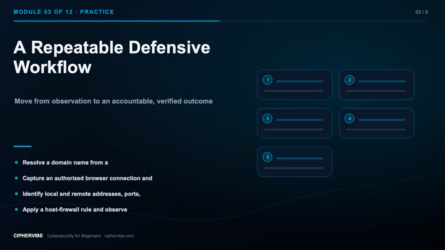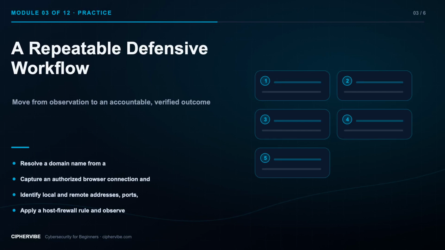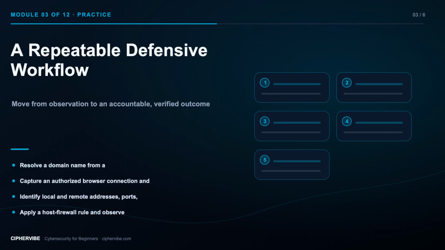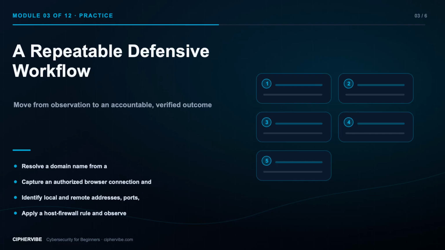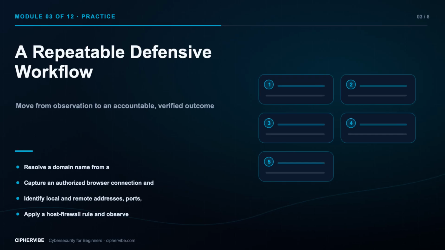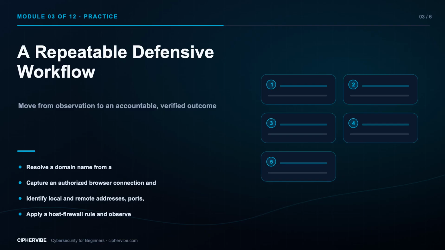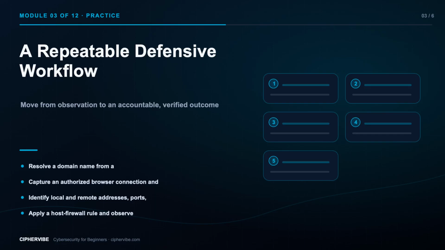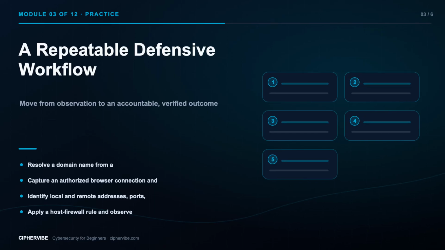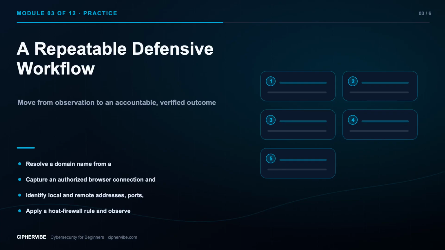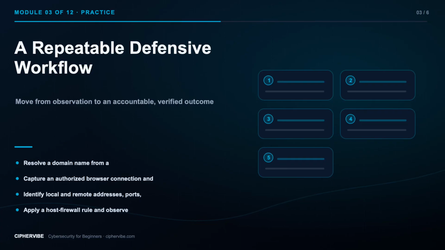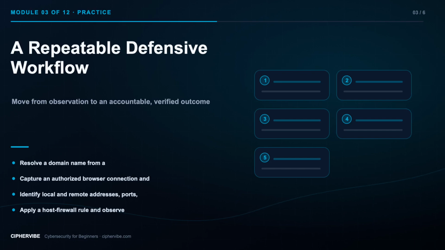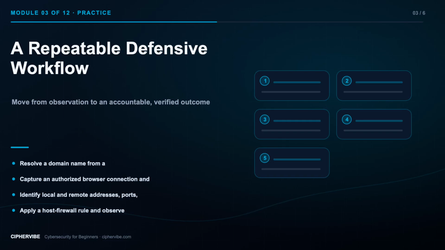Now turn the mental model into a repeatable workflow. First, resolve a domain name from a lab machine and identify the resolver, answer, cache, and record type. Second, capture an authorized browser connection and separate DNS, TCP, TLS, HTTP, and application behavior. Third, identify local and remote addresses, ports, connection direction, and network address translation. Fourth, apply a host firewall rule and observe how allowed and blocked traffic differs. Fifth, draw an annotated diagram showing every system and trust boundary involved in the request.